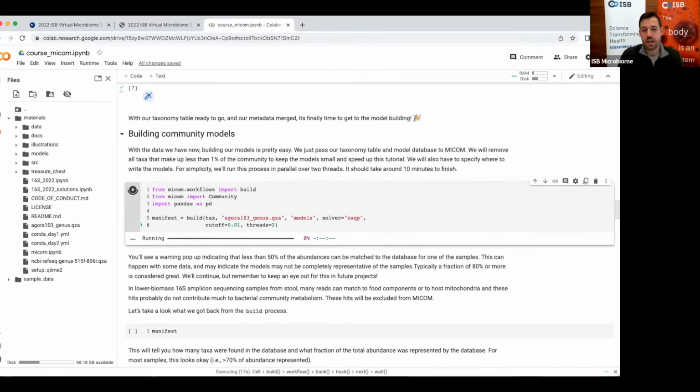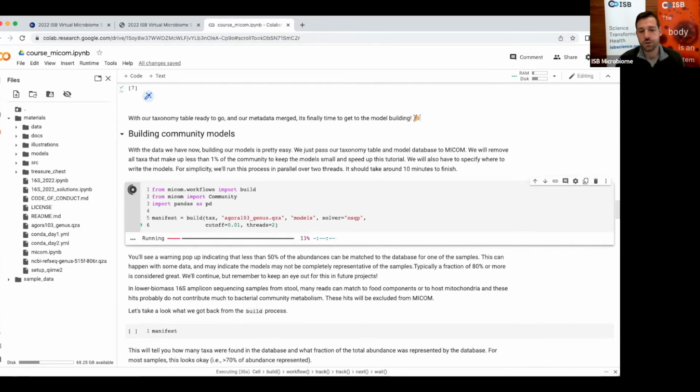We'll pass in the name of our model database. So again, this is the Agora database containing genome scale reconstructions of several hundred common gut microbes. We'll also pass in the name of the model folder that we'd like to have our model saved to.